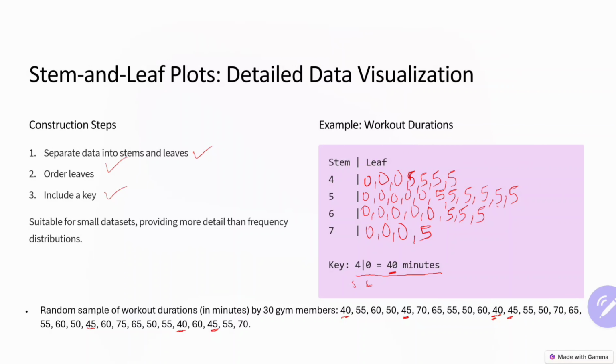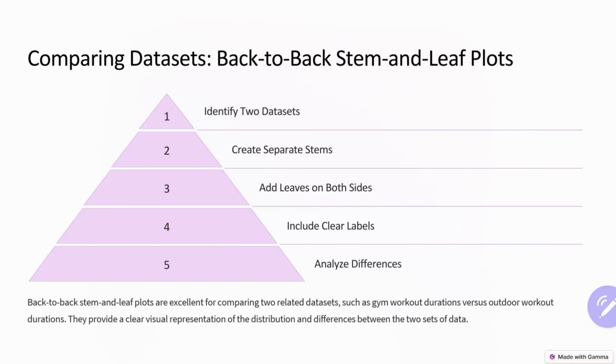And also we can have the back-to-back stem and leaf plot. This is just following the same method. You need to identify the two data sets. You create separate stems. You add a leaf to both sides. You include clear labels and you analyze. So most times it always looks like this. Here you have the stem, you have the leaf, and on this side too you have the leaf. So they can have the same stem, but the leaf can be different. So this is how it works.